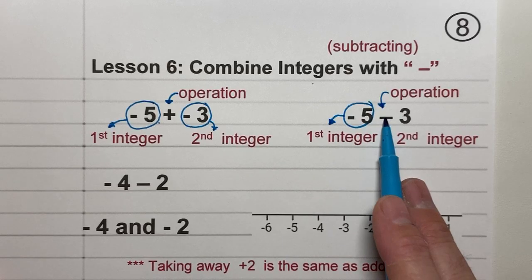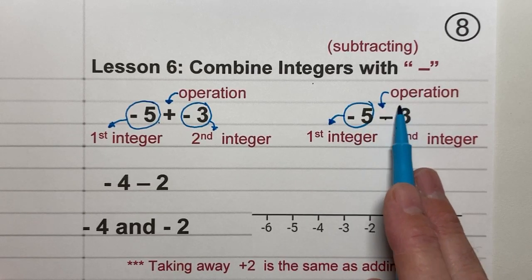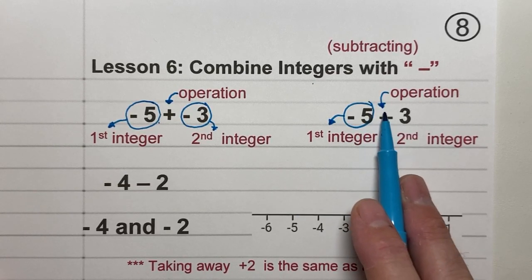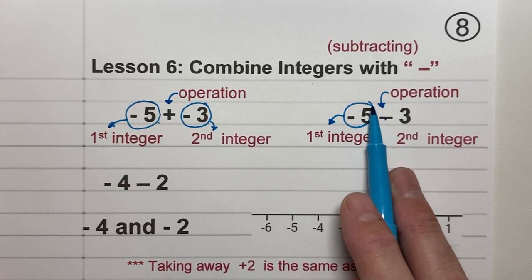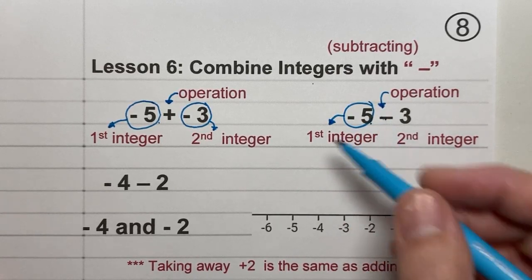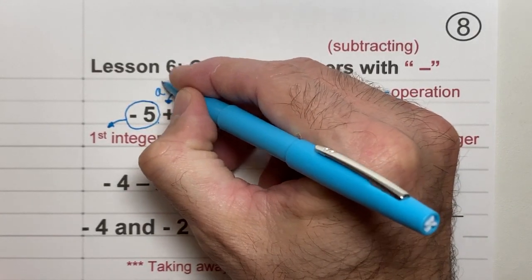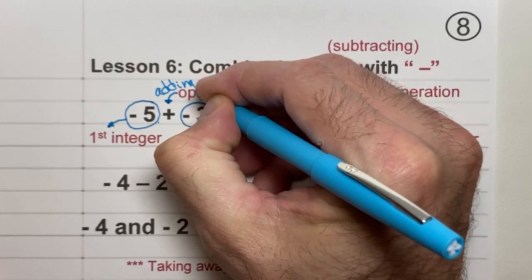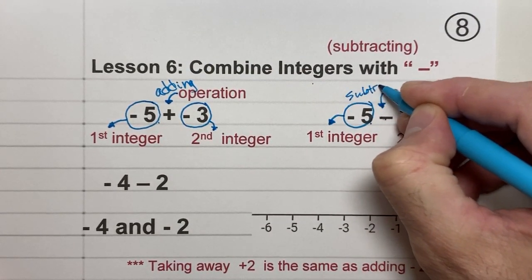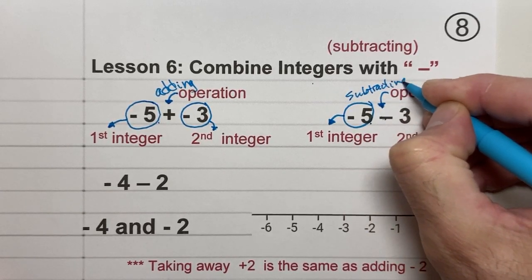Now, some students will confuse this with a negative sign on that second integer. Well, we're always going to have an operation sign right after the first number. So this is actually the operation. This one is adding, and this one is subtracting, and that's what we're going to focus on today.